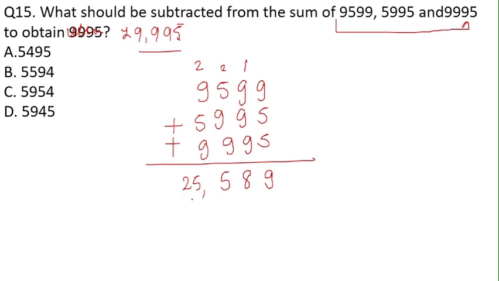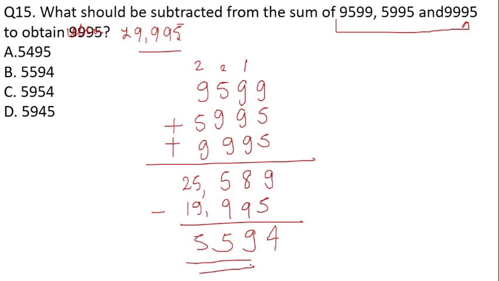So what should be subtracted from this particular number? What should be subtracted from the sum of all the numbers to obtain 19,995? Let us subtract this number from this larger number. We'll get the value. 5,594 should be subtracted from this number, that is 25,589, to get 19,995. So the correct answer for the given question is option B.